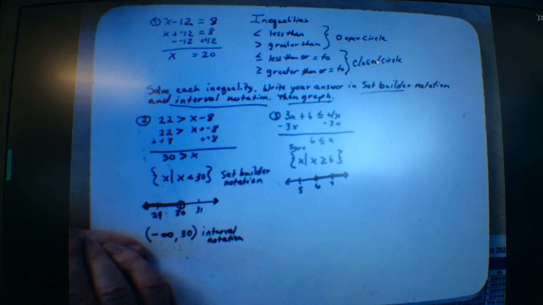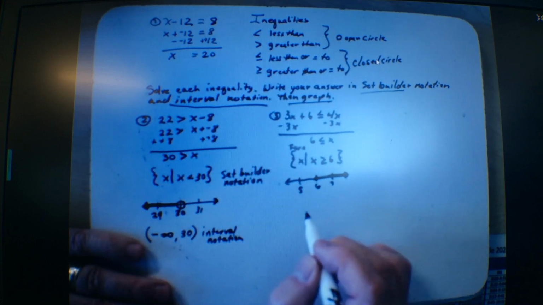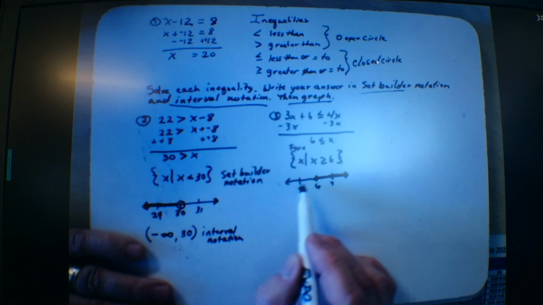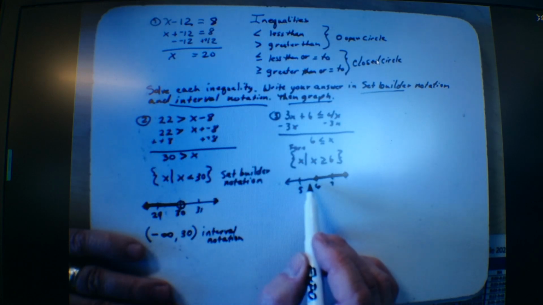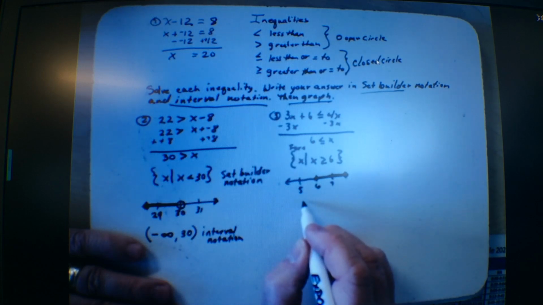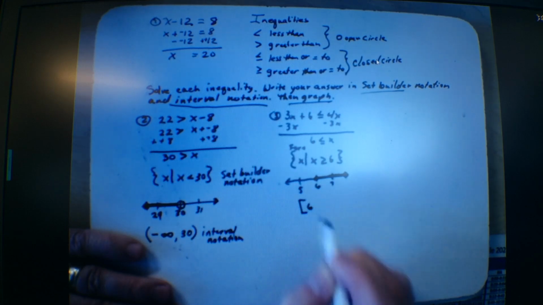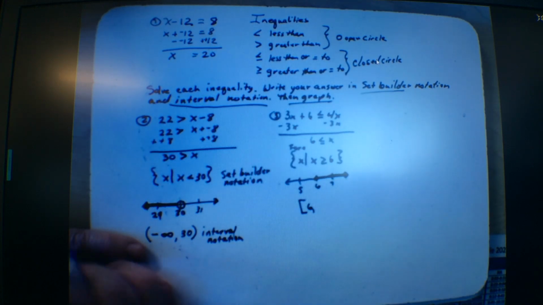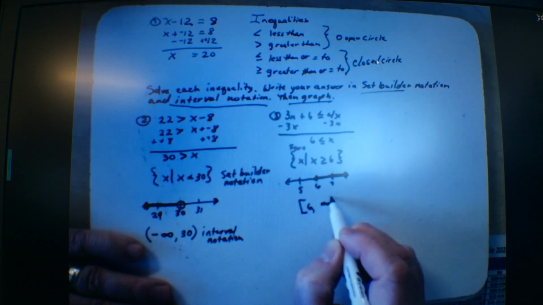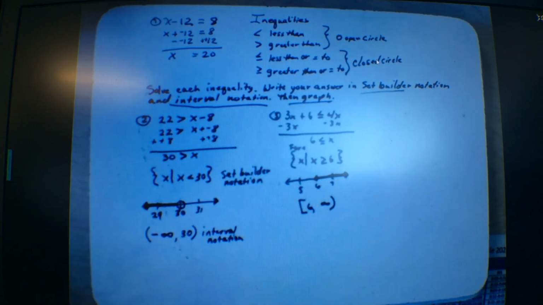Now, I'm reading it left to right. Where do I start on this graph? Where does it start to be shaded? At 6. Is it touching 6? Yeah. All right, so I use a bracket that tells the reader that I touch 6. And then where am I going? I'm going to infinity, and it's positive infinity, and I have parentheses. You never touch infinity. It's always a parentheses if there's infinity.